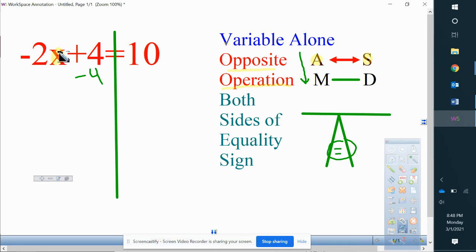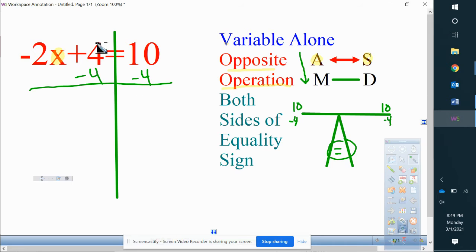So if I want to get this x by itself, I have to get rid of this plus 4, and the opposite of plus 4 is minus 4. And remember, you have to do it to both sides of the equal sign. You know, if I have 10 over here and I have 10 over here, if I minus 4 from this side, I have to minus 4 from this side to keep everything balanced and equal.